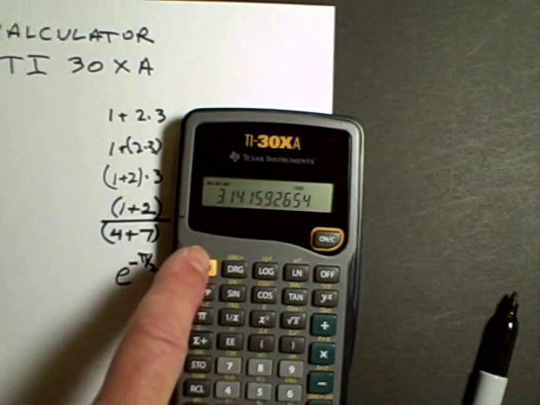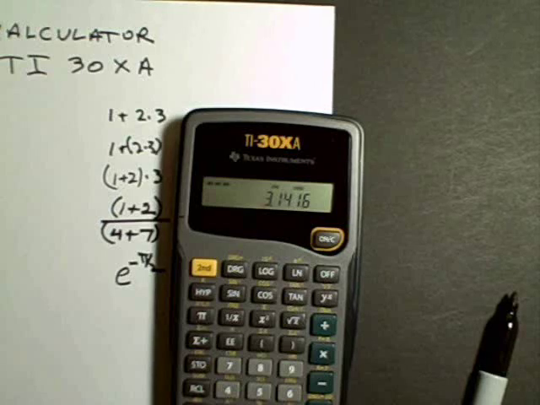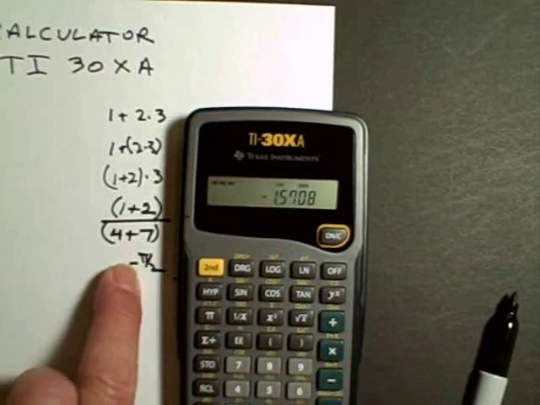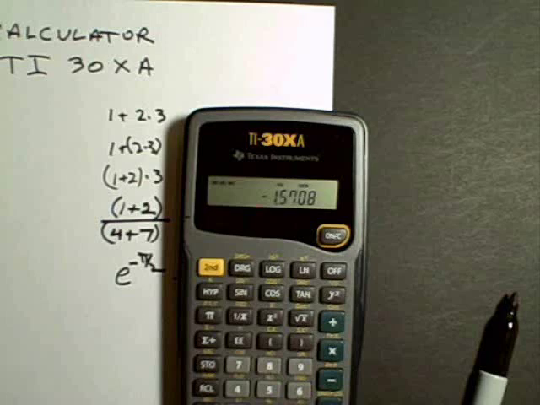And I'm going to go ahead and fix this to 4 decimal places. 3.1416. And I want to divide it by 2, and then I want to make it negative, and now that's minus pi over 2, and so I'm going to store that in the second memory register.